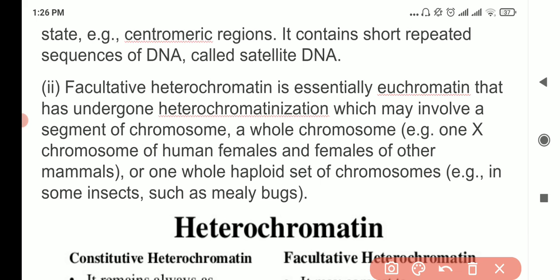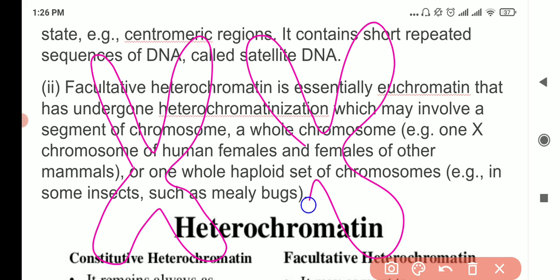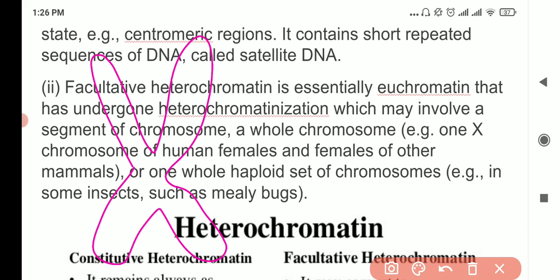Example, let's see, what is one good example of that? One X chromosome of human females and females of other mammals. Now, I don't know if you know this. Yes, females, we have 2 X chromosomes. This one is an X chromosome, this is also another X chromosome. But did you know that one of the X chromosomes appears as a Barr body, meaning it has rolled up itself into a ball.